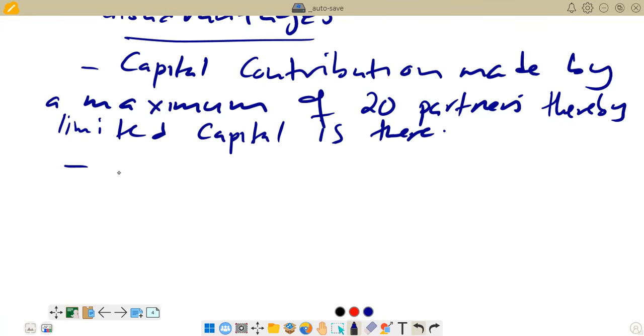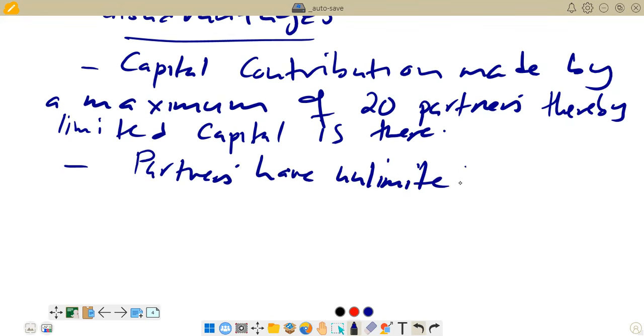So the other disadvantage that we can raise there is that partners have unlimited liability. Partners with unlimited liability becomes one of the disadvantages. So unlimited liability on its own, the meaning of unlimited liability is that we see that it exists in general partnerships and sole proprietorship usually. We don't see it in companies.